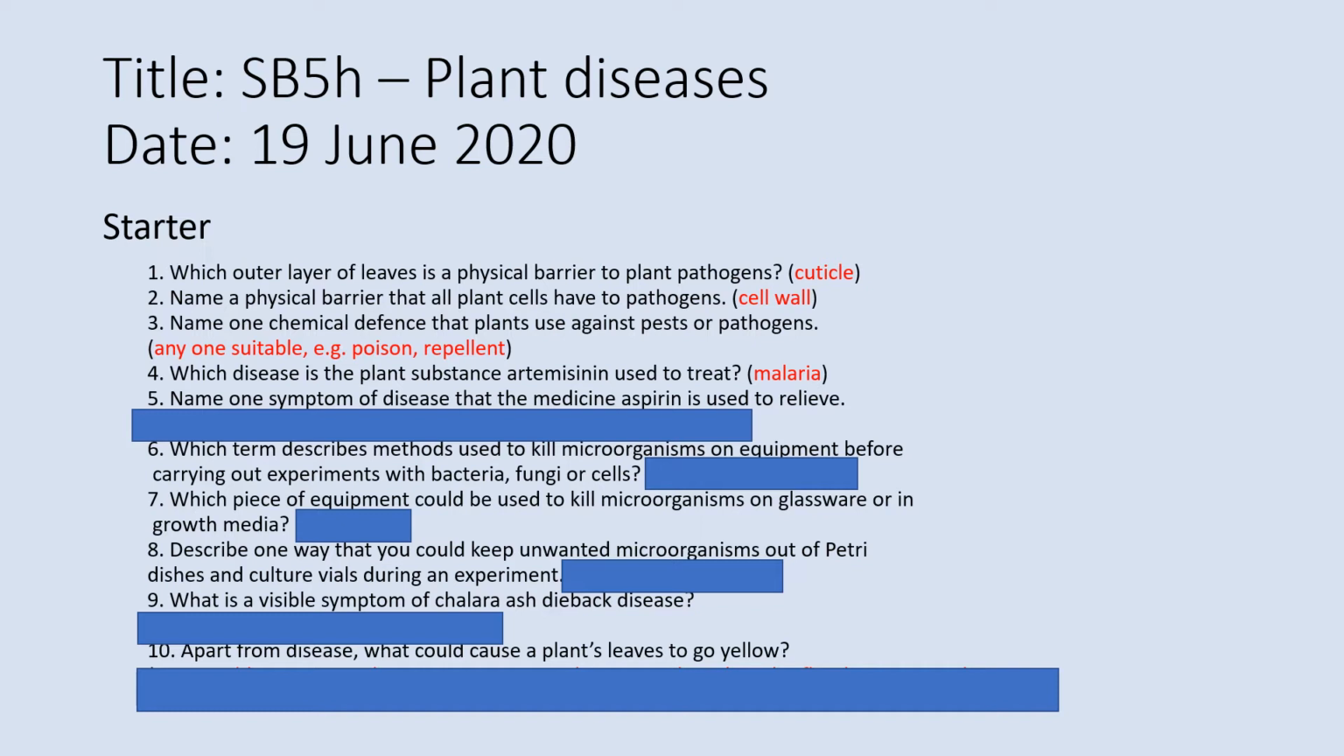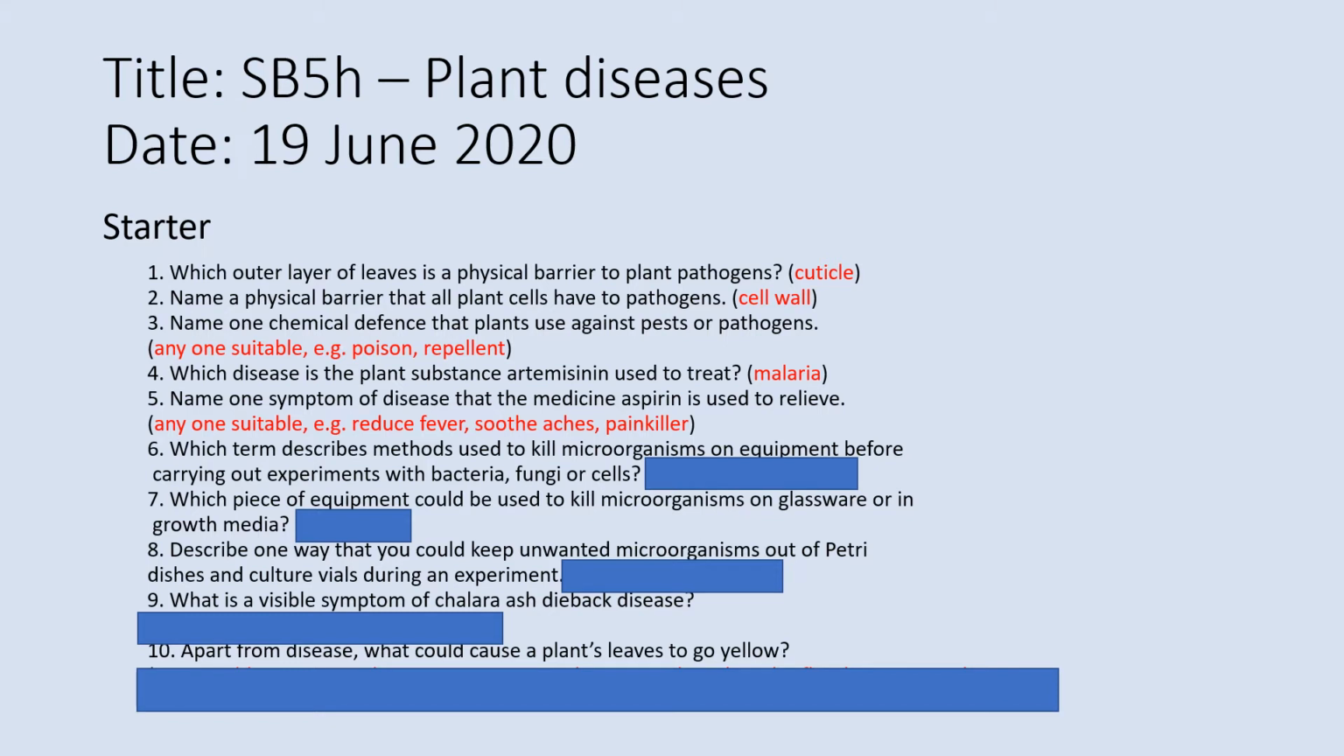Name one symptom of a disease that the medicine aspirin is used to relieve. There are a few, but things like it will reduce fever, it will soothe aches and pains. It's generally just a painkiller. It does also act as a blood thinner and reduces blood pressure as well.